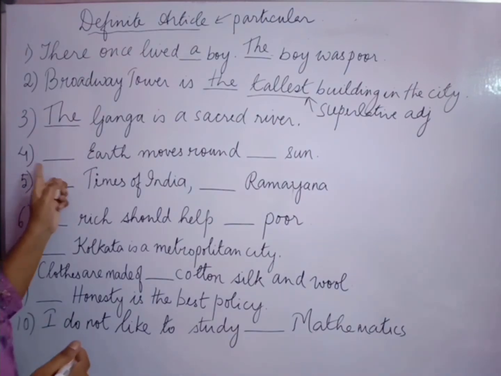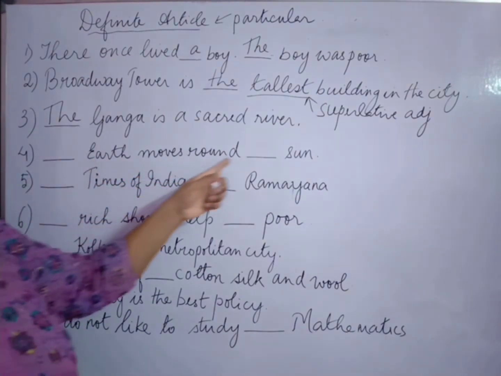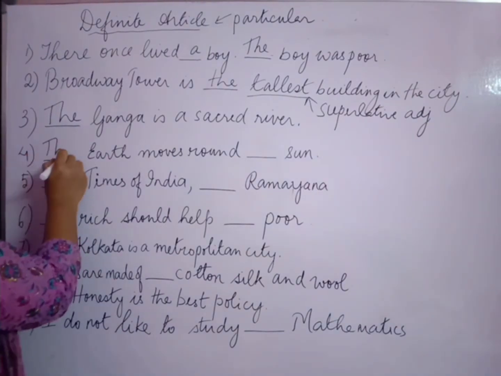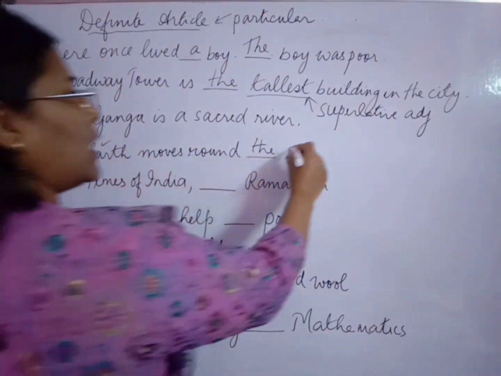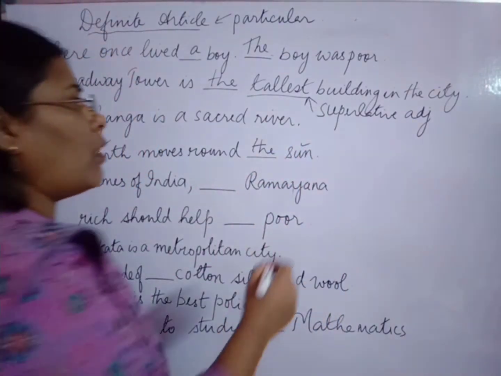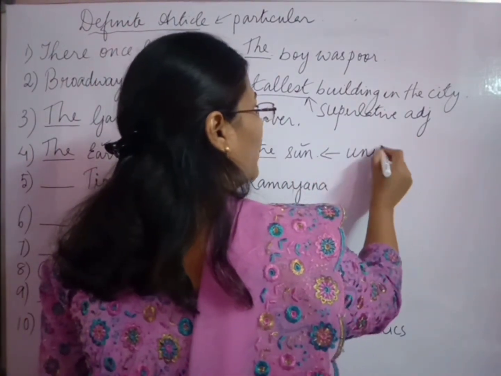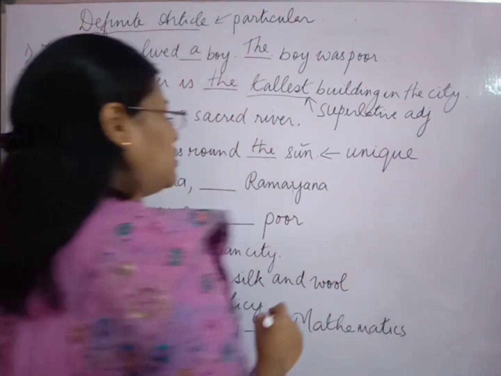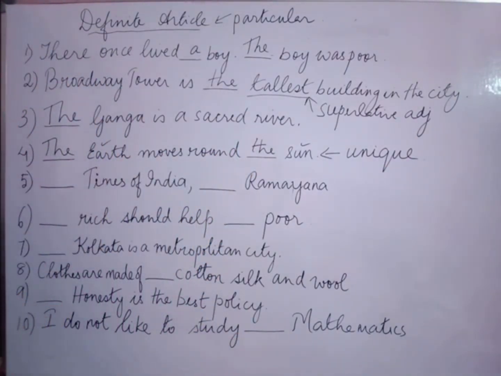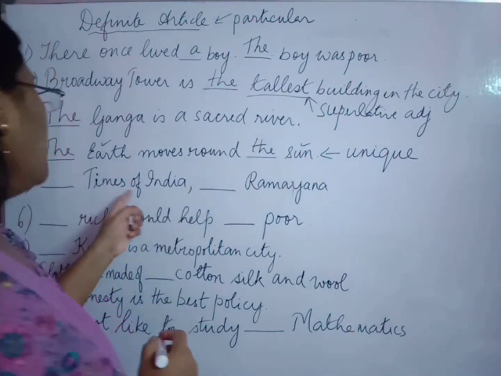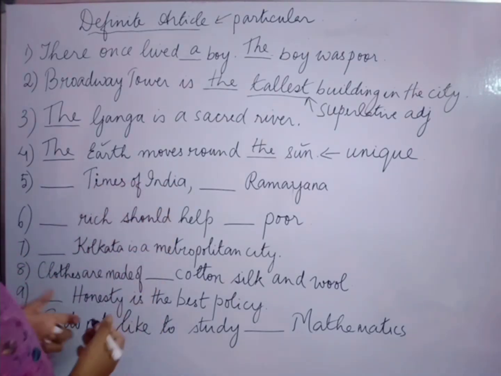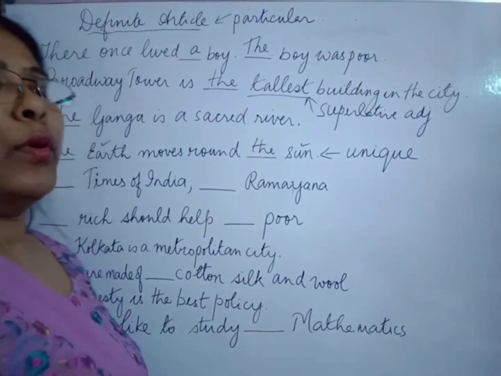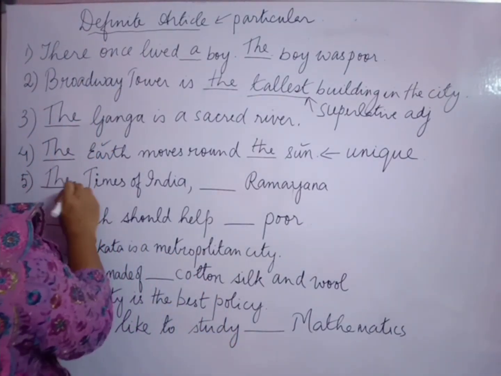Now, in the fourth example, the earth moves round the sun. We put the here because the earth, the sun, planets, world, these are all unique. So when unique things are mentioned, we use the. Now in the fifth example, Times of India, Ramayana. Times of India is the name of a newspaper. So if we mention any newspaper or any holy book, we will use the definite article the.